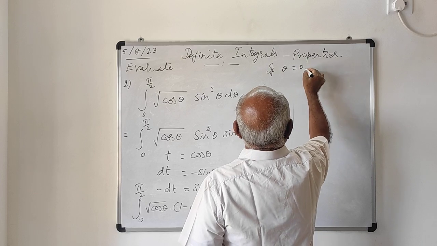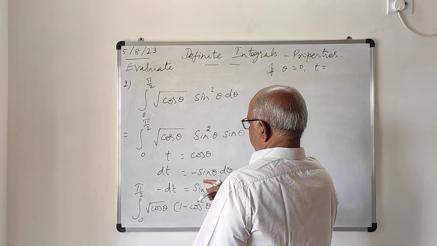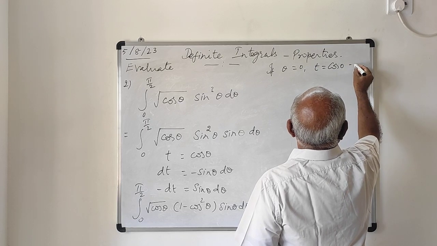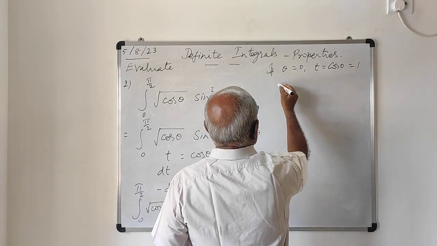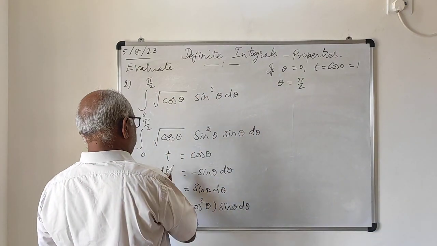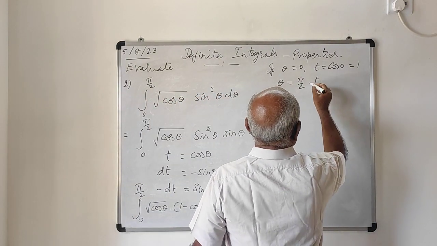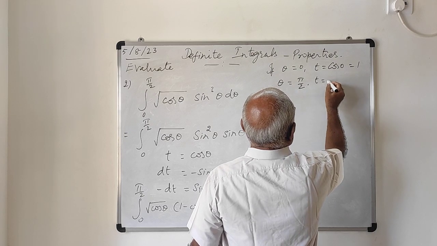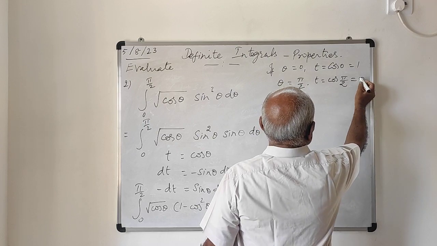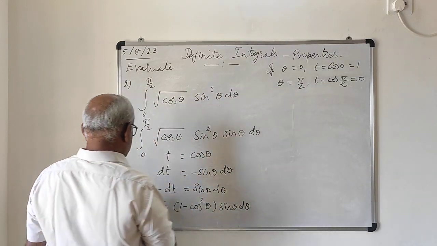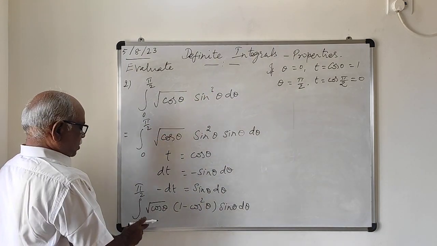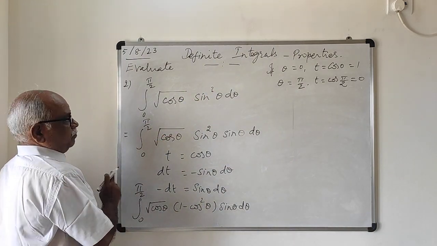If theta equals 0, t equals cos 0. Cos 0, you know, is 1, so t equals 1. Similarly, for the upper limit, if theta equals pi by 2, t equals cos pi by 2, cos 90, you know, is 0. Therefore, the integral from 0 to pi by 2 becomes 1 to 0. This lower limit becomes 1, upper limit becomes 0.